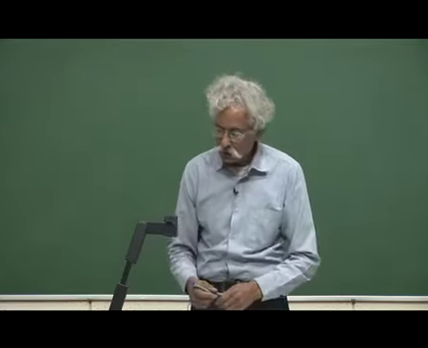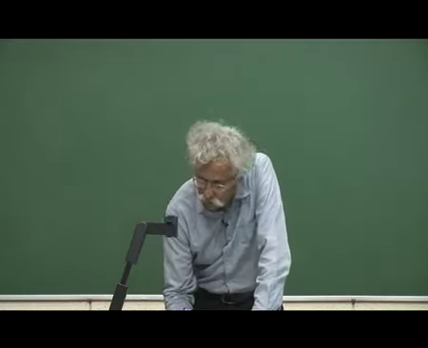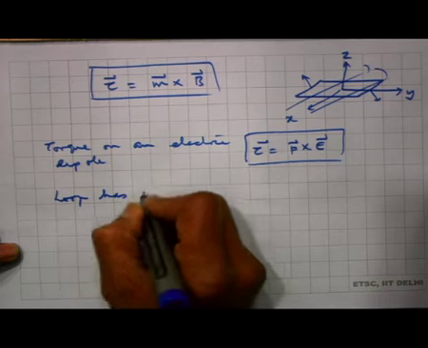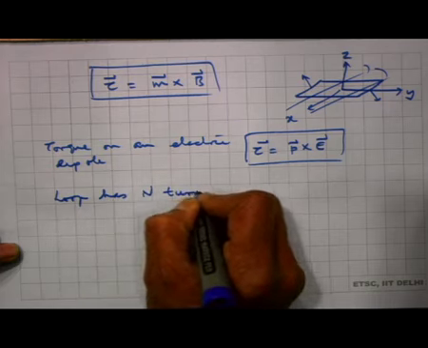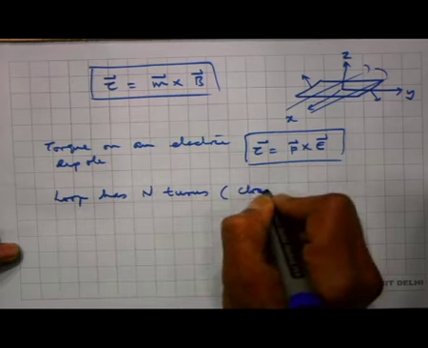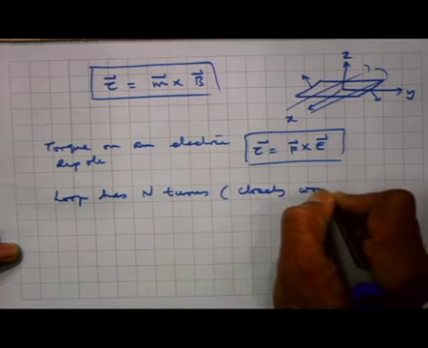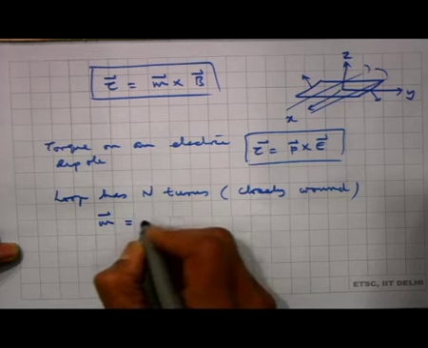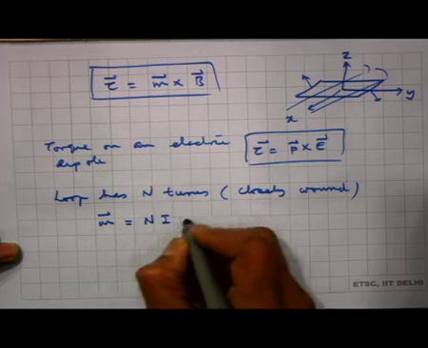So, this will give me a torque, and if the loop contains n turns closely wound, then the dipole moment is nothing but n times I times area.